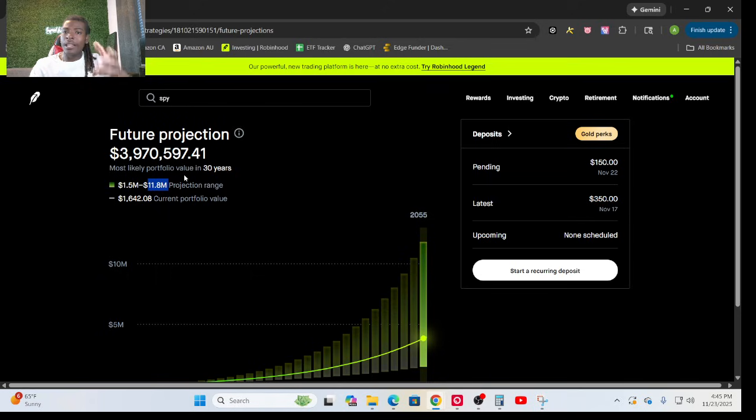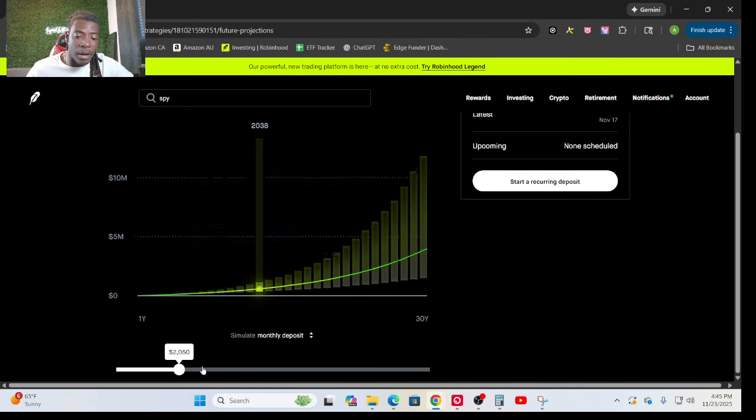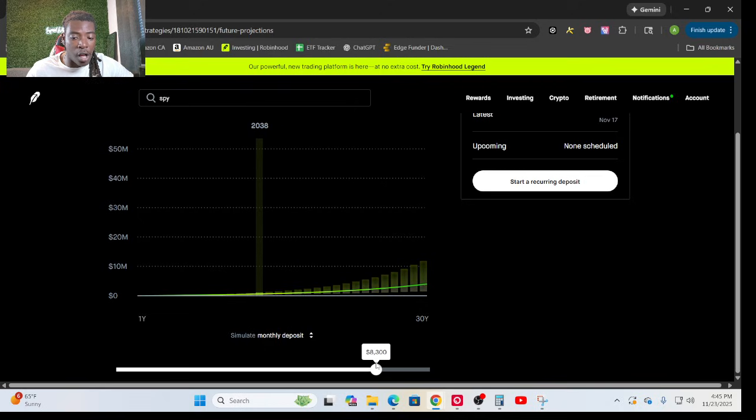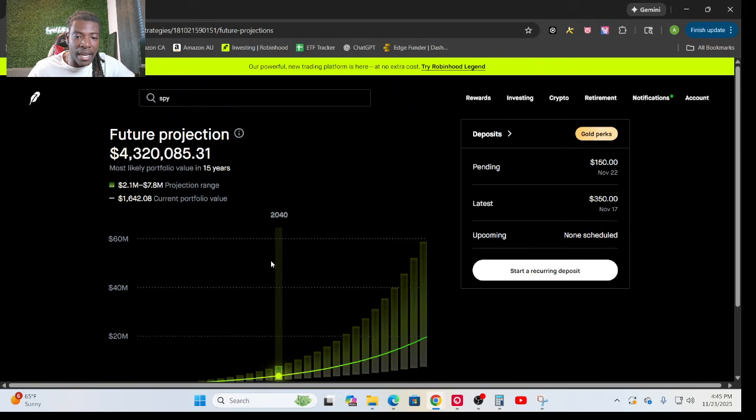That's it. Now let's say I'm on the super risky end. I get big deposits coming in, and I'm depositing $10,000 every single month. In the next 10 years, my account could be worth $2 million with a range of 3.4.